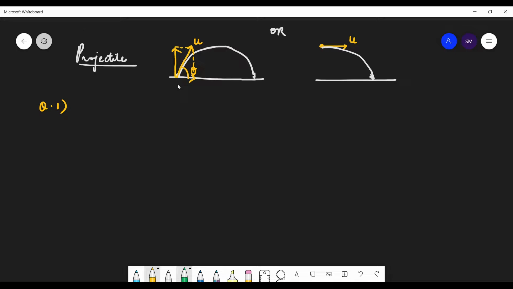So the horizontal velocity will be, this is the adjacent side. So adjacent side is hypotenuse cos theta. So this is u cos theta, and this is the opposite side, opposite to angle theta. So the opposite side is hypotenuse sine theta. So this side and this side are equal. So this is u sine theta.